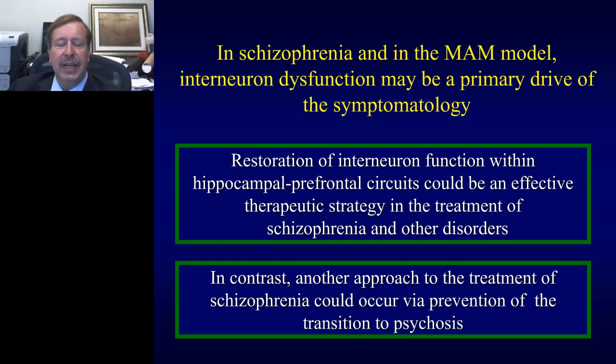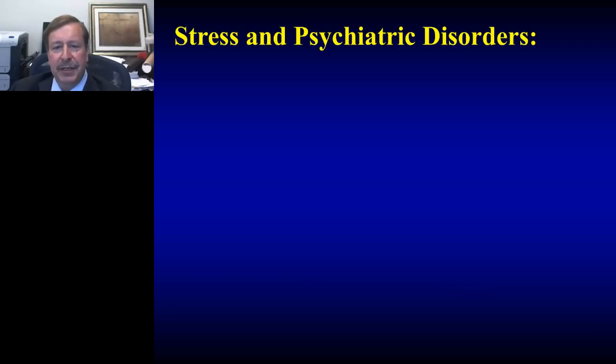However, treating schizophrenia once it has emerged can be problematic. We know from clinical studies that the longer a person has untreated schizophrenia, the worse the prognosis. A better approach would be if we could treat schizophrenia premorbidly to prevent the emergence of schizophrenia and the transition to psychosis. Now, how can we do this?